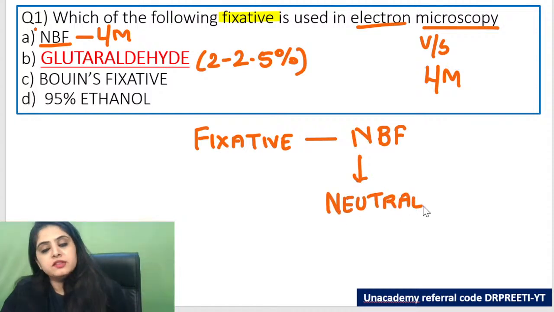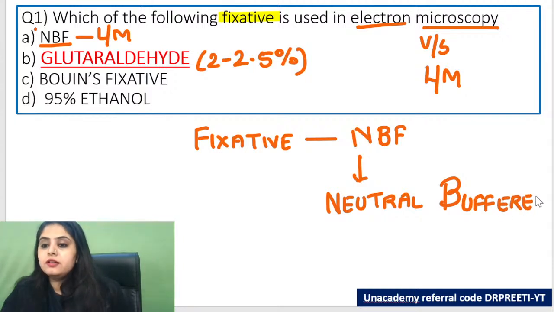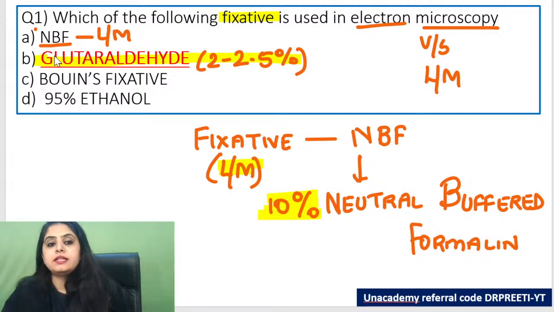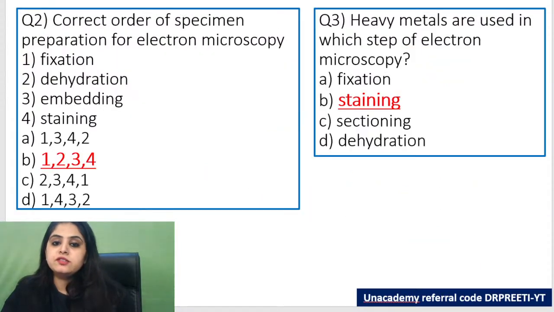Everyone knows this, previous year question again. Great. Neutral buffered formalin. What percentage? 10%. So this is the fixative for a light microscope. Remember, for a light microscope, 10% neutral buffered formalin. For electron microscope, 2 to 2.5% glutaraldehyde. Let's move on to the next question.